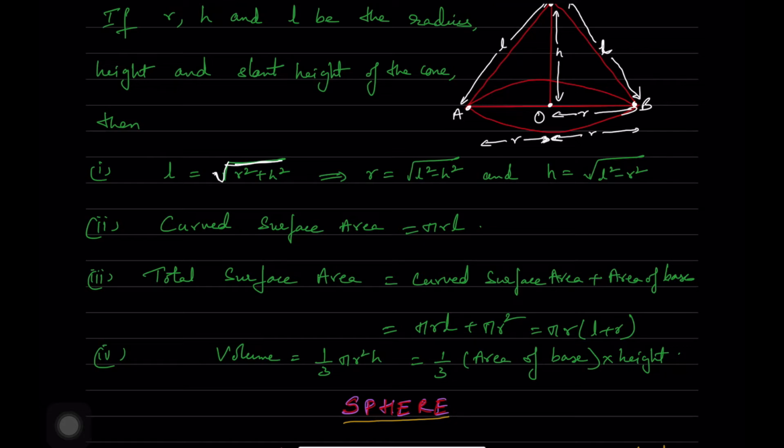Now what is the volume of this cone? It's nothing but 1 by 3 pi r square h, which is equal to 1 by 3 into area of base into height.